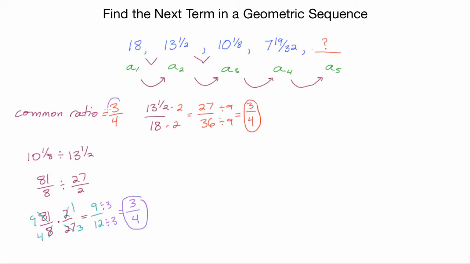So I'm feeling pretty good. I tested two terms out. My common ratio is 3/4. So it looks like the pattern is to multiply by 3/4 every time.